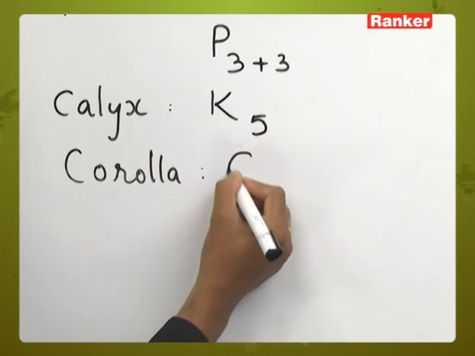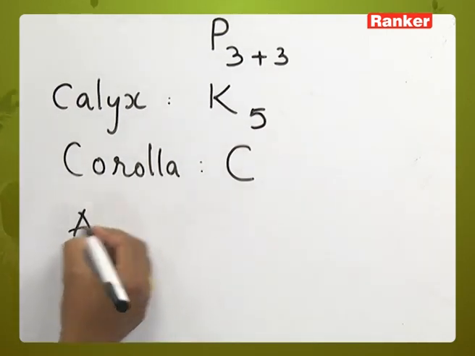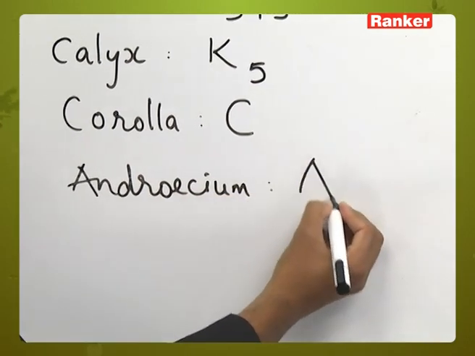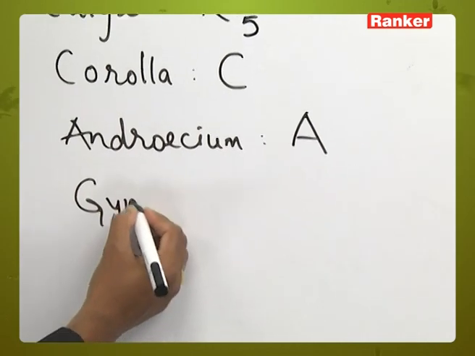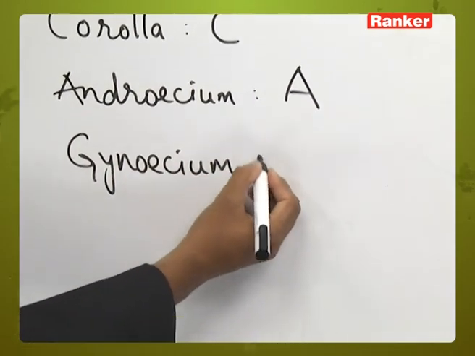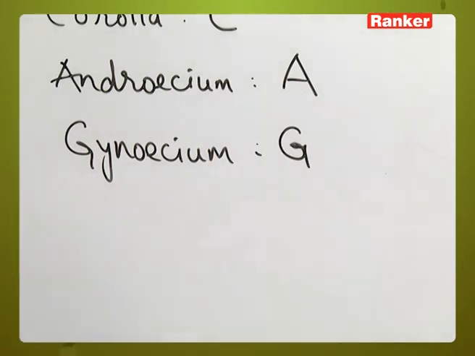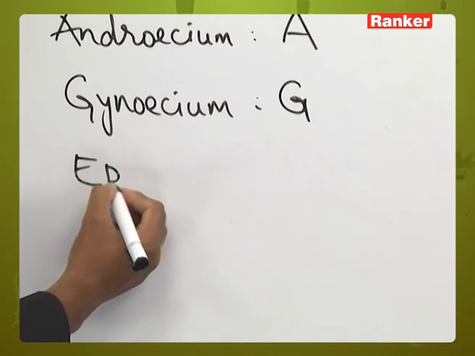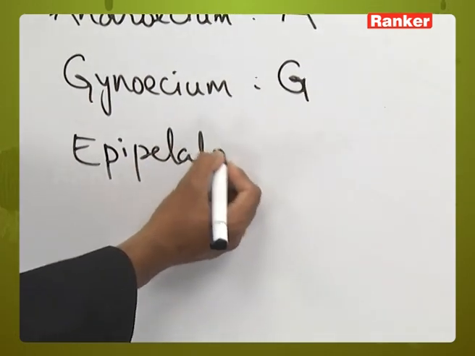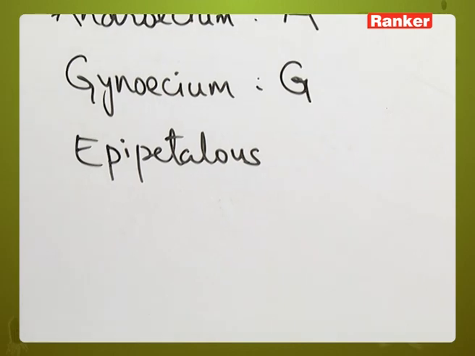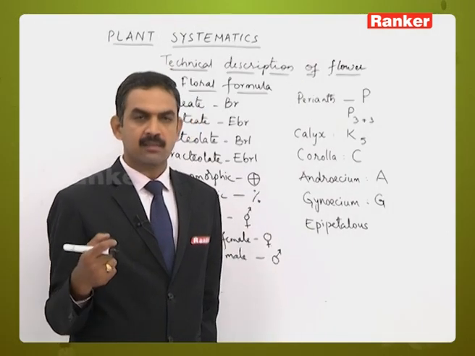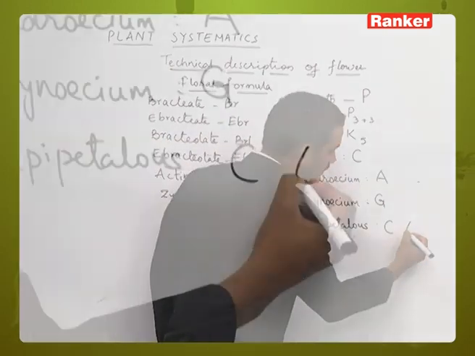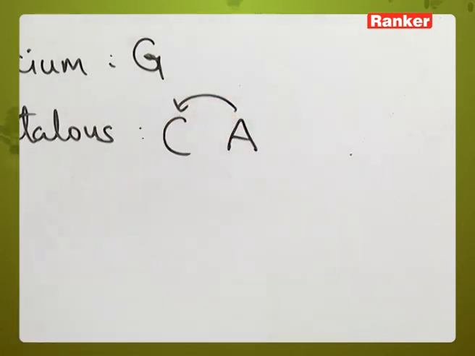Corolla is represented with capital C and androecium, the male reproductive organs, is represented with capital A. Gynoecium, the female reproductive organ, is represented with capital G. There is a possibility of epipetalous condition. Epipetalous means the stamens are bound to the petals, so that has to be shown with an arrow mark from A to C.